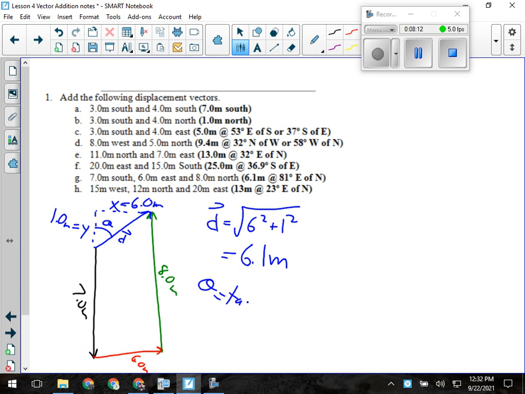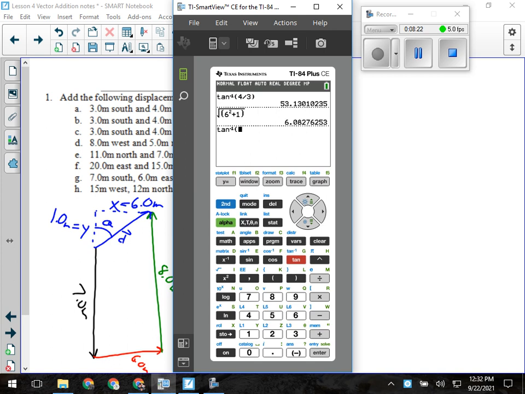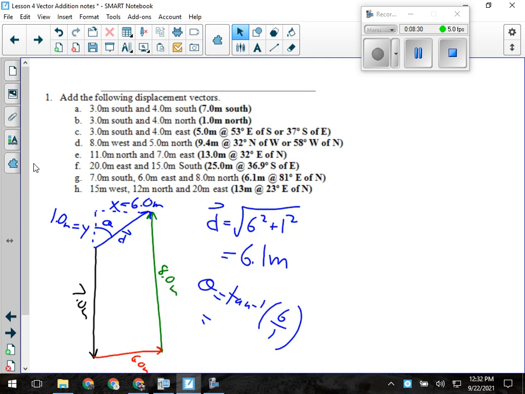Okay, for me that'll be tan to the minus 1. Opposite side is 6. Adjacent side is 1. So that'll get me my vector. All right, 81 degrees. And that'll be 81 degrees east of north. So I could also have 9 degrees, well 9 point something degrees north of east. All right, everybody okay with that?